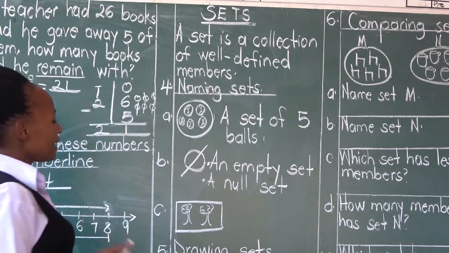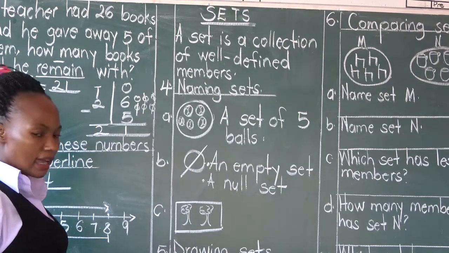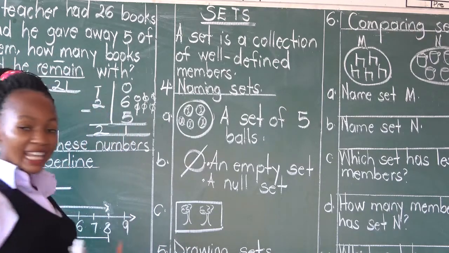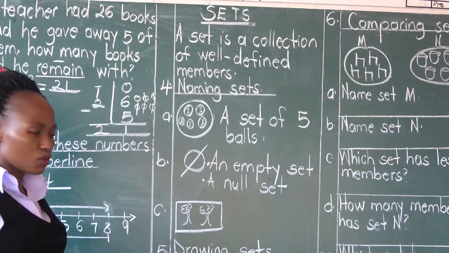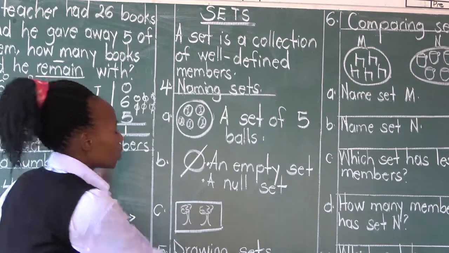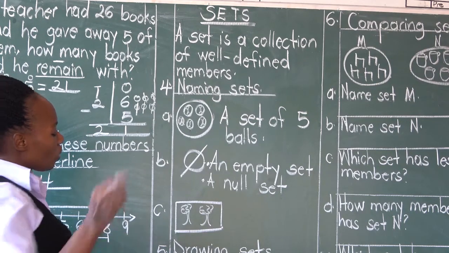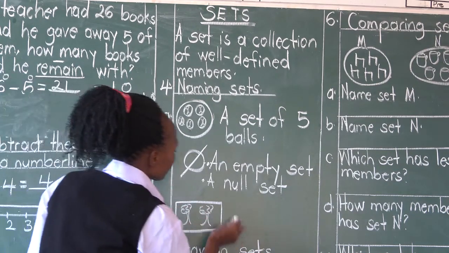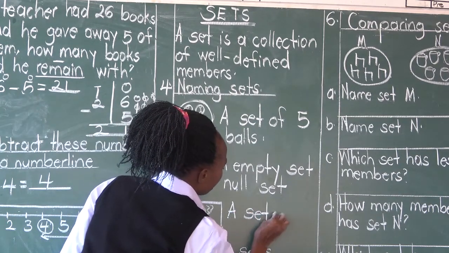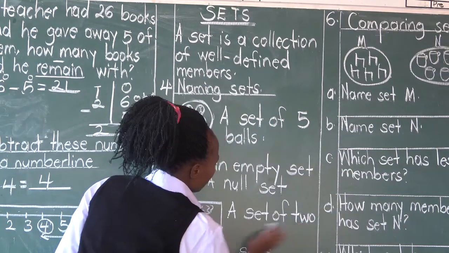Okay, let's look at our next set. We have this set. When you look at this set, what can you see? I can see trees. And if you can see trees, how many are they? Let's count. 1, 2. Now you are going to name that set, which is a set of 2 trees.